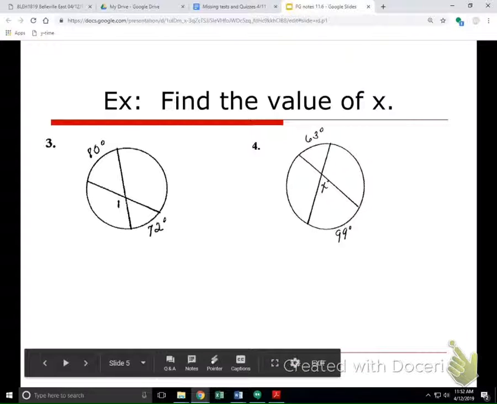Okay, so on our previous one, we tried to find one of these two angles. Remember, these are vertical angles, which means the angles are congruent. But now we have this information, but we're looking for this angle. How do you think we're going to solve for that?